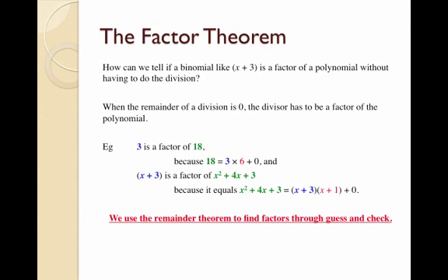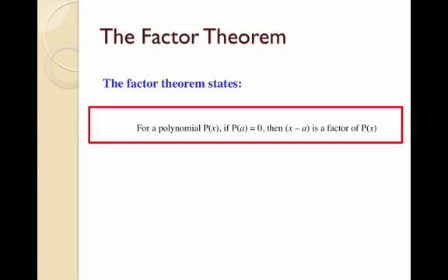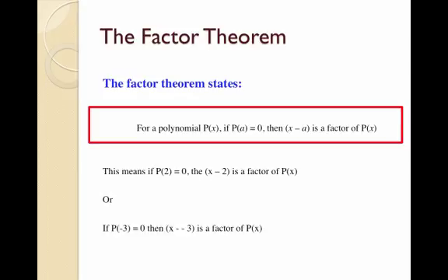So what we need to do is use the remainder theorem to find factors through guessing and checking. The factor theorem states, for a polynomial p of x, if p of a equals 0, then x minus a has to be a factor of p of x. This means that if you were to substitute, say, 2 into p of x and get 0, x minus 2 would be a factor of the polynomial. Or if you substituted p of minus 3 in and got 0, then x minus minus 3 would be a factor. We would write this as x plus 3, by the way.